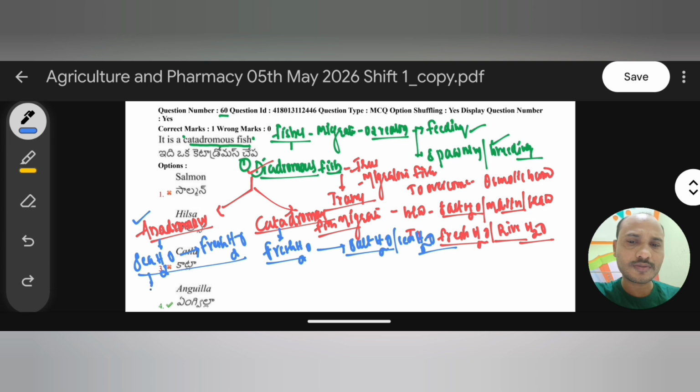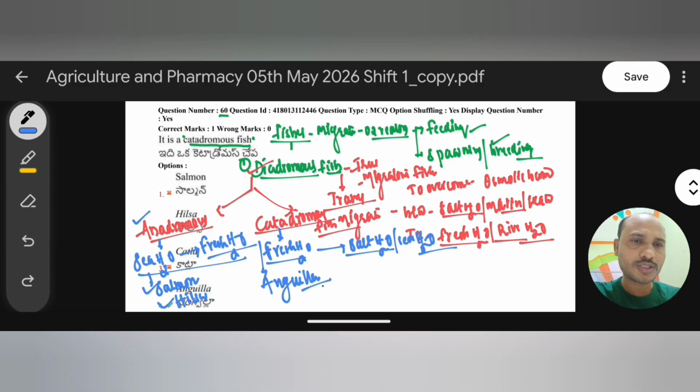So here we have some examples of fishes which move or travel from seawater to freshwater. For example, salmon fish and hilsa fish. Very important: hilsa fish. Salmon and hilsa fish are generally both seawater fishes, but they travel to the freshwater. Now coming to catadromous fish, in which freshwater fishes migrate to saltwater. The best example for catadromous fish is the angula fish.